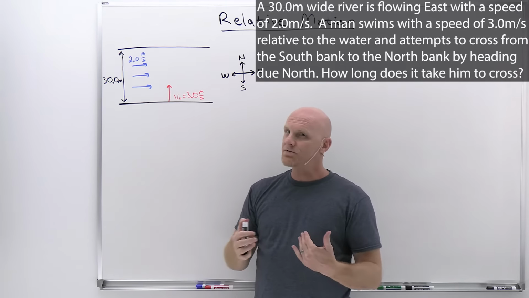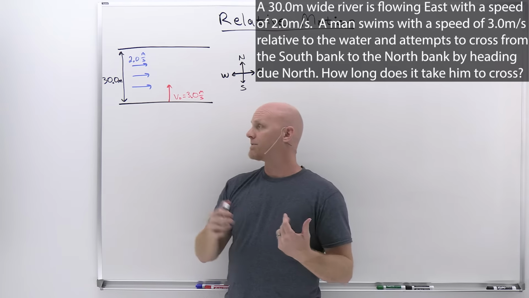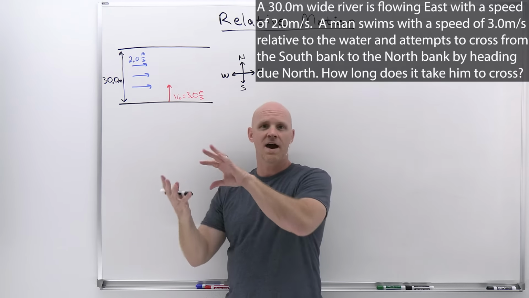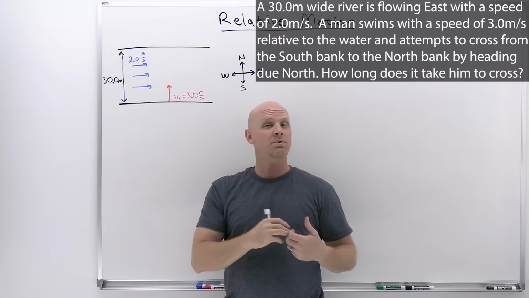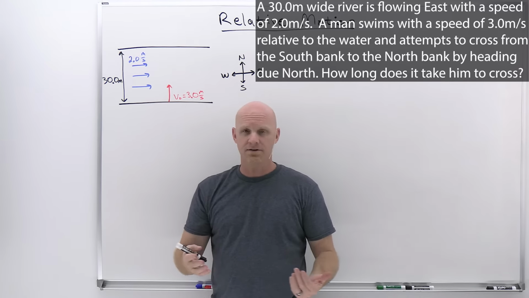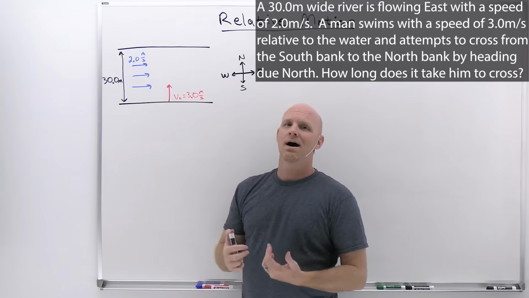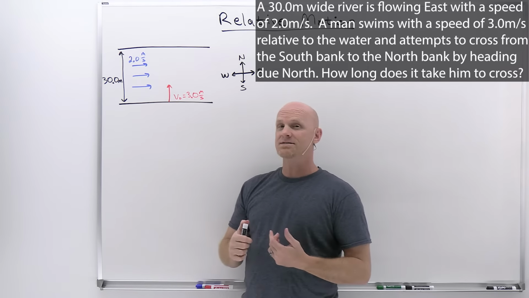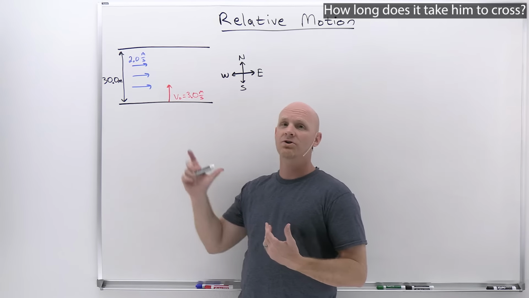So it's a little bit different setup, but we'll find out that in treating it in 2 dimensions, we can treat the x dimension and the y dimension separately, like we've been doing all along in this whole chapter on motion in 2 dimensions. We'll see how this plays out. So the first question is, how long does it take him to cross?